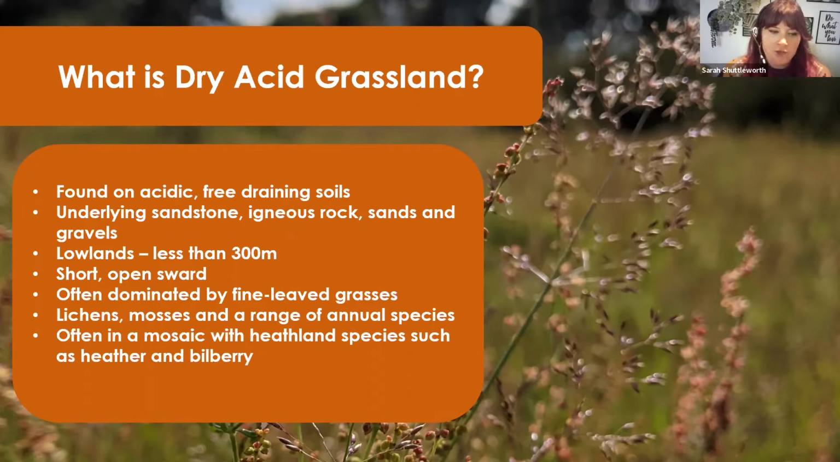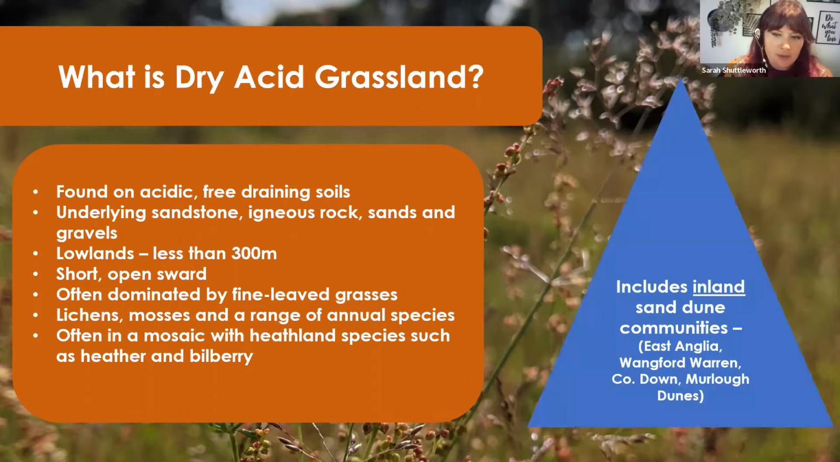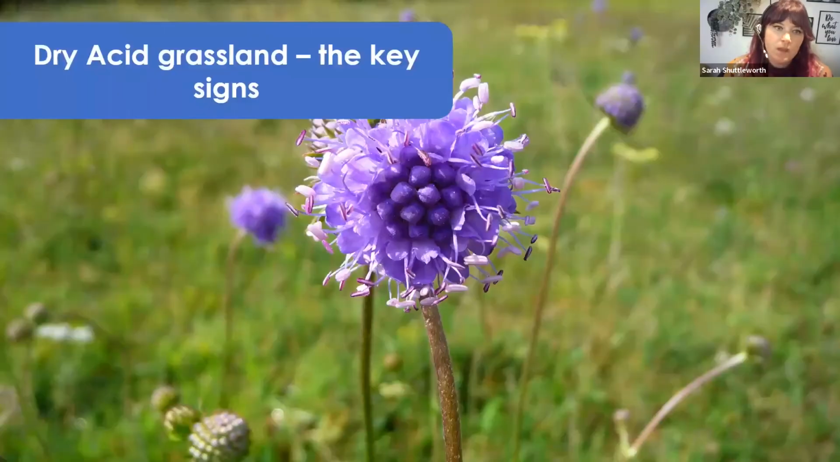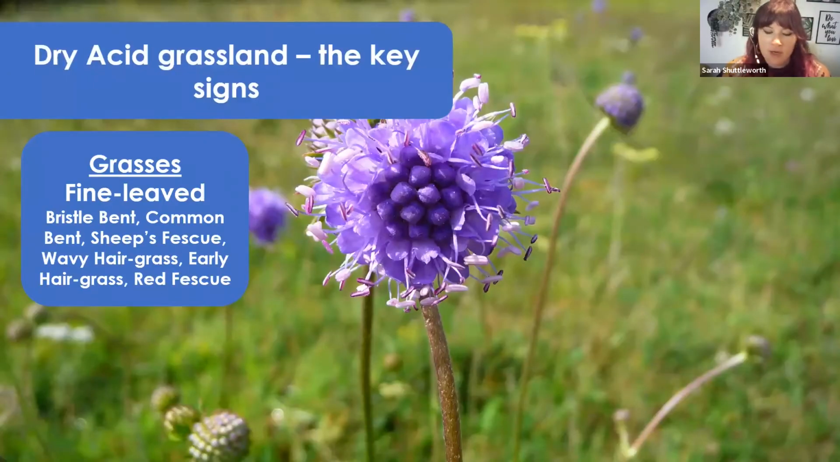You'll often find dry acid grassland as a mosaic with heathland and heathland species, so you might have things like heather and bilberry dotted about. This fine habitat also includes inland sand dune communities, which is not something that I've actually been able to see myself, but there are good examples in East Anglia, Wangford Warren, County Down and Merthyr dunes. So if anybody is near any of those places, they can be quite good as an example of an inland sand dune community.